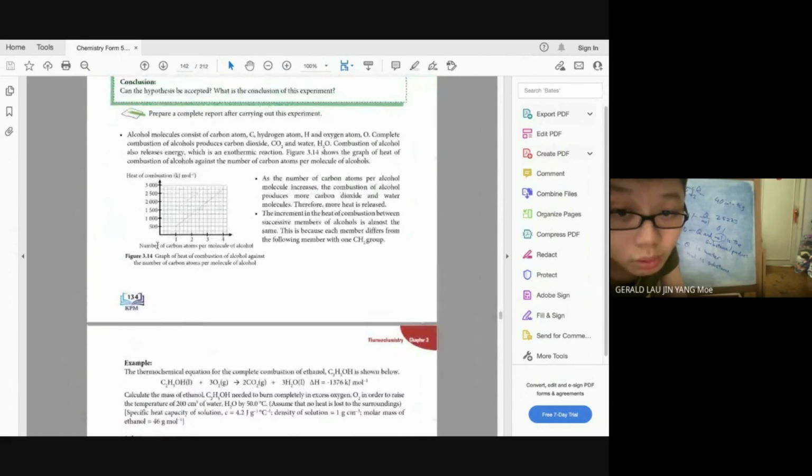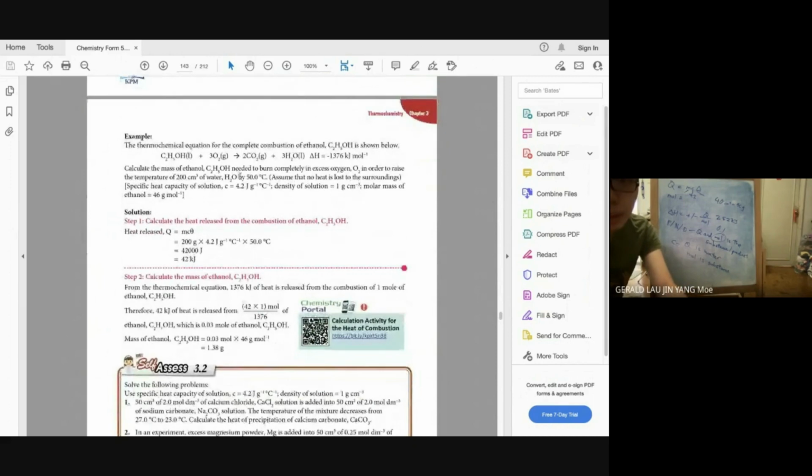Another thing they will ask in essay is why, when the number of carbon atoms per molecule of alcohol increases, the heat of combustion increases. So you see, as the number of carbon atoms per alcohol molecule increases, combustion of alcohol produces more carbon dioxide and water molecules. More heat is released. The increment in the heat of combustion is almost the same because each one differs by a CH2 group. So basically you can say it's because it produces more carbon dioxide and water, so more bonds are formed, more heat is released.